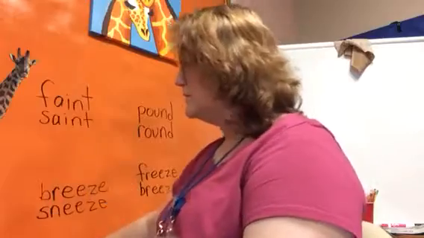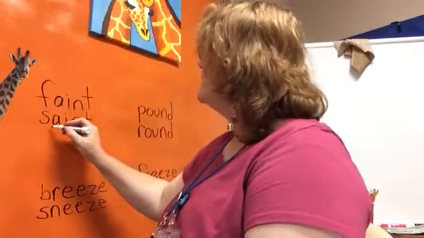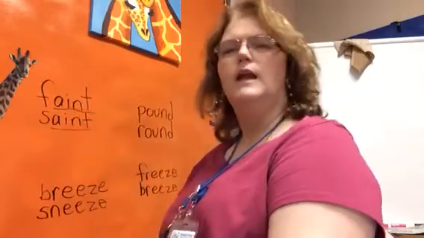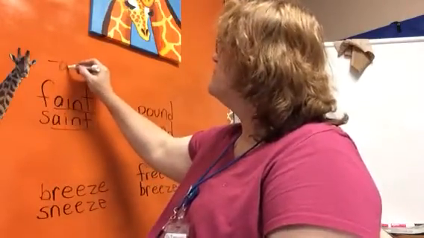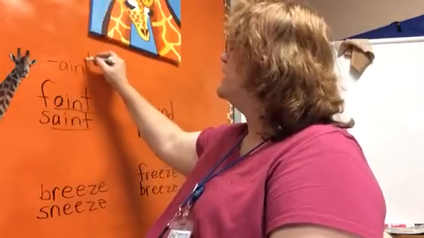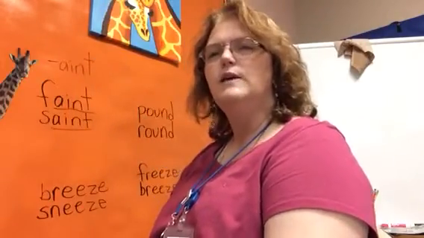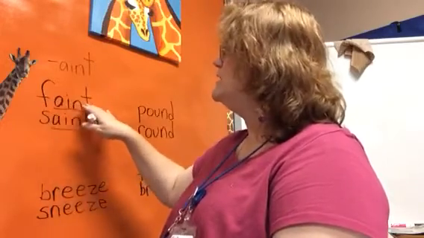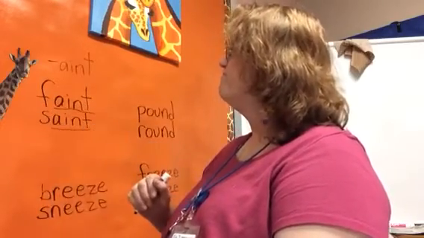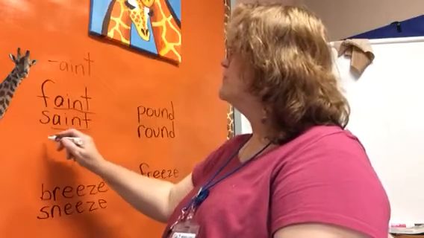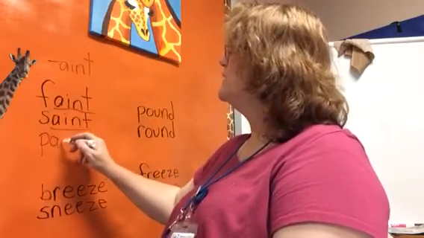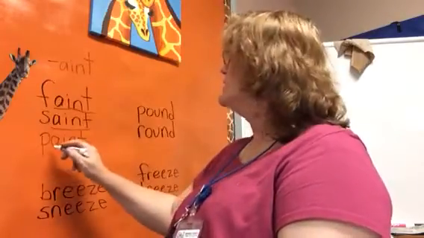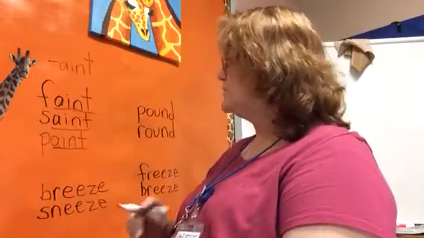Oh, I have a marker that doesn't work. How about this one? They have this pattern, ain't, in both of them. Ain't. So we're going to write this as a pattern, a spelling pattern that we use in English. Can you think of another word that has that ain't in it? Faint, saint. I know. How about this one? Paint. Awesome. All right, let's try another one.